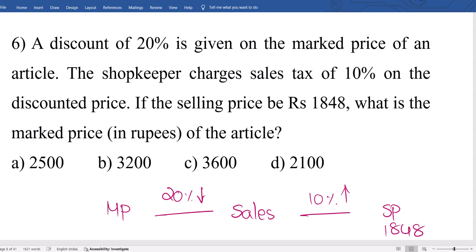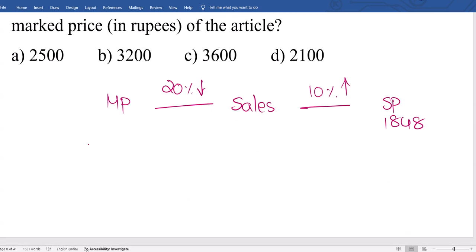Okay, they'll charge extra tax, right? So tax will be chargeable. Then we need to pay the charges as well. So here, marked price into 80% into 110% equals 1,840. Why 80%? Discount. Why 110%? Tax you are charged, right?